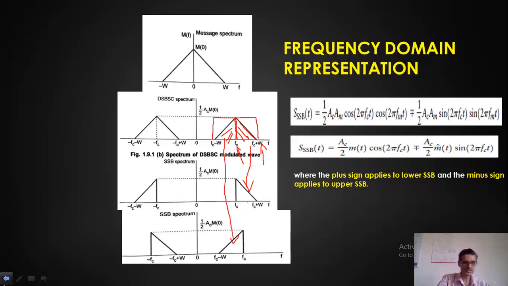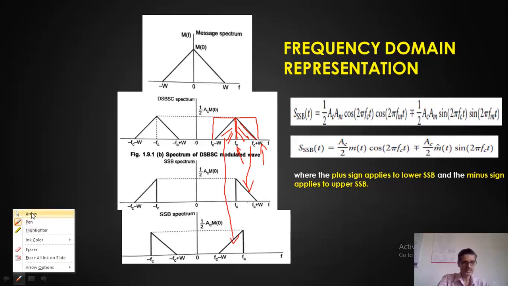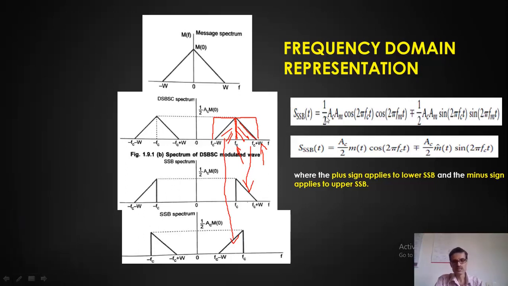Now, the equation for the SSB signal in the time domain is given by this equation. That is, s_SSB(t) equals half of Ac Am cos 2 pi fc t cos 2 pi fm t, where fc is the frequency of the carrier and fm is the frequency of the single-tone message signal, minus or plus half of Ac Am sin 2 pi fc t sin 2 pi fm t. This first part is called the in-phase component, and this second component is called the quadrature component, because the carrier here is cos 2 pi fc t and this is the quadrature carrier, sin 2 pi fc t.